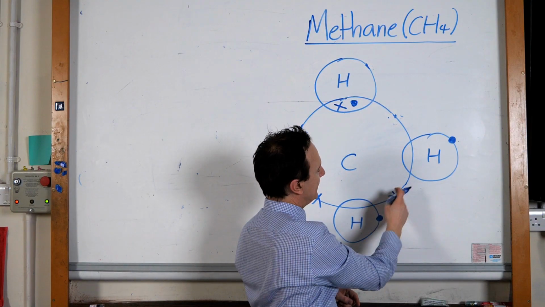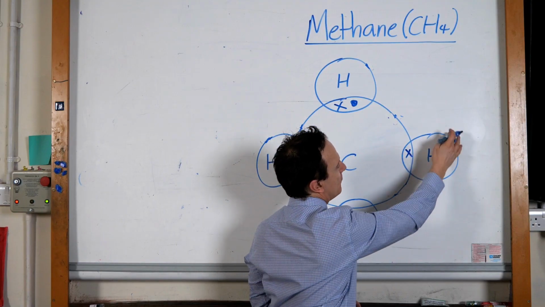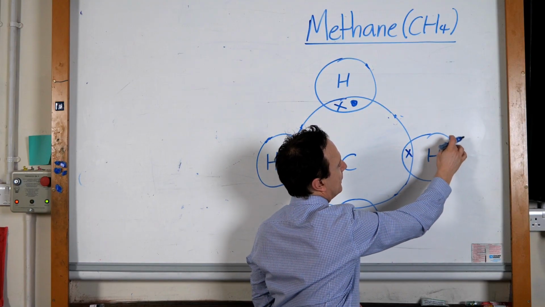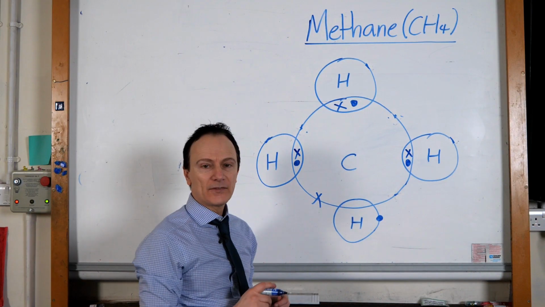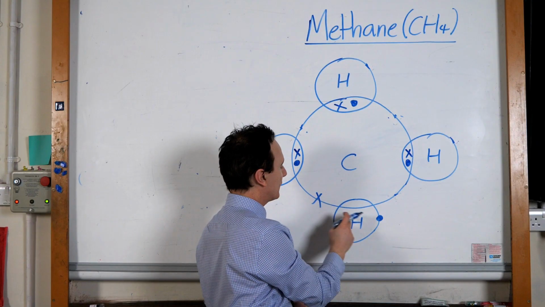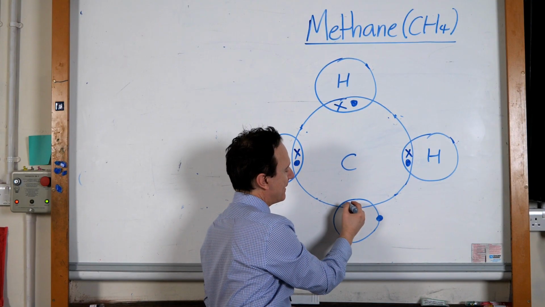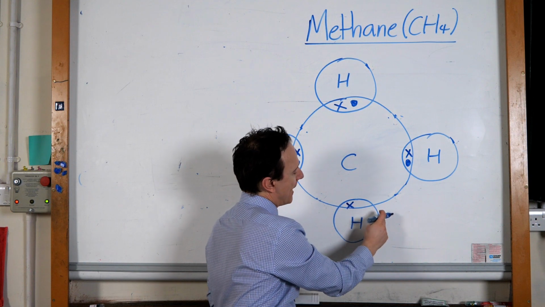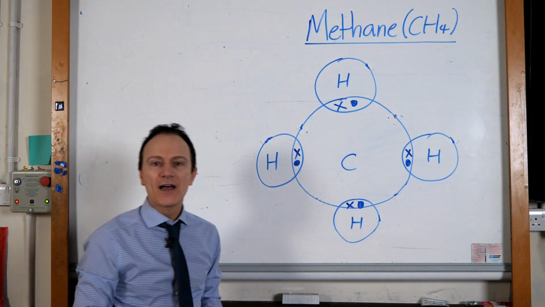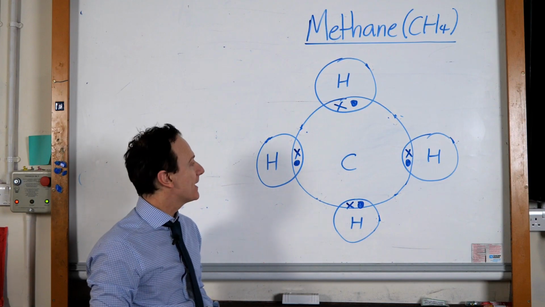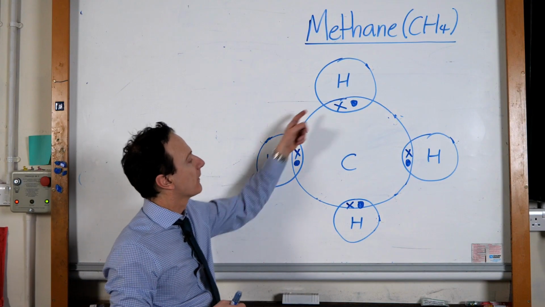Same with this one, it needs 1 more electron. Let's move this one round into the sharing zone, and that hydrogen shares it back. And finally, this hydrogen atom does exactly the same. It gets 1 more electron that it's sharing from carbon, and it shares 1 electron back. So if we look at each hydrogen atom, they're now stable with 2 electrons filling that first shell.